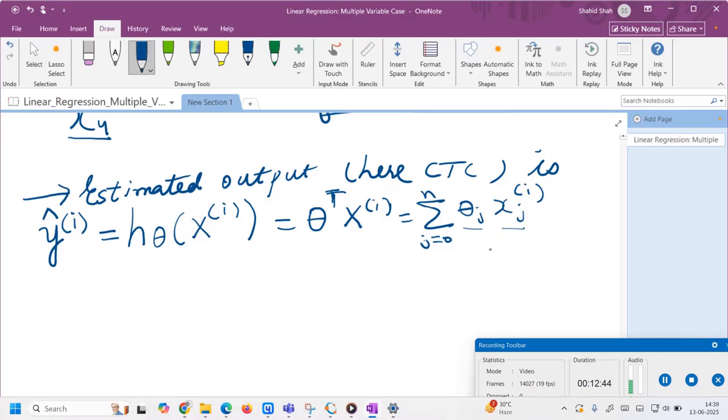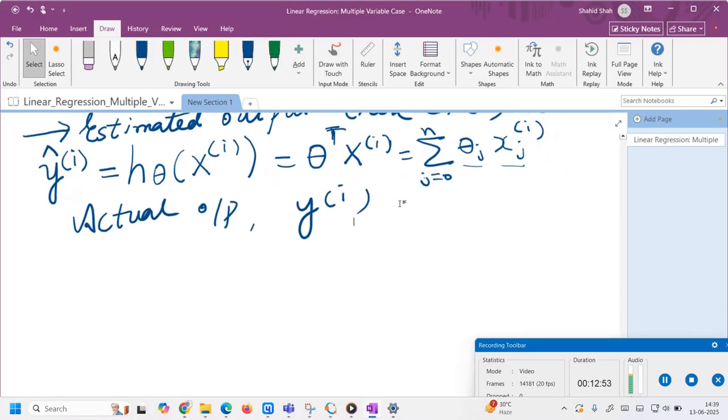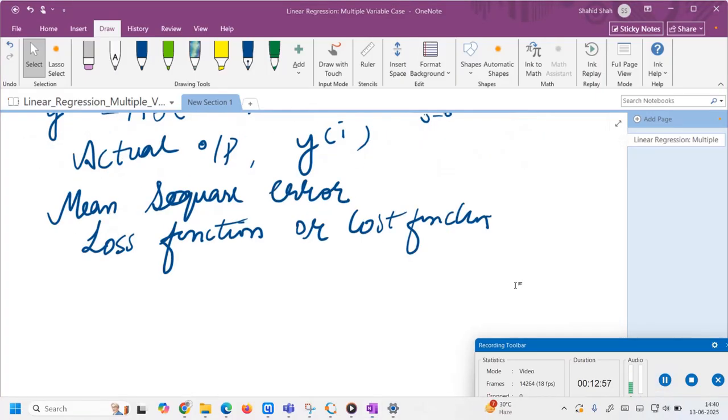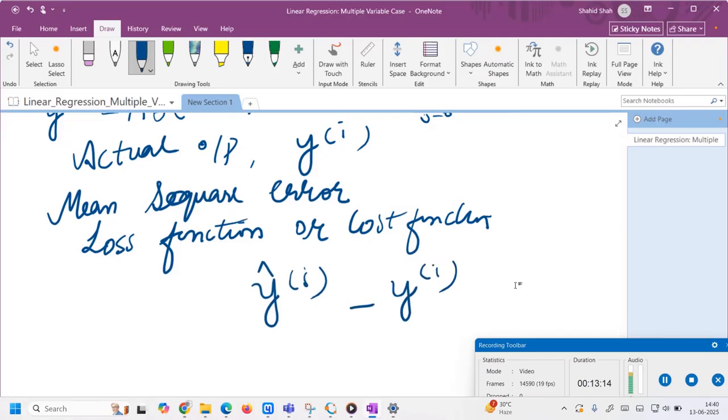Now what is the actual output? That is y of i. Fine. Now what is the mean square error or loss function? So let me write it here. Loss function, cost function, mean square error. Loss function and cost function are most popularly used. Now the estimated output is y hat of i, and the actual output is y i.